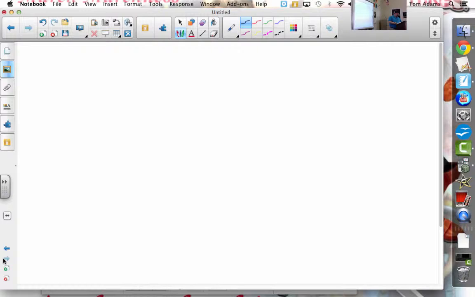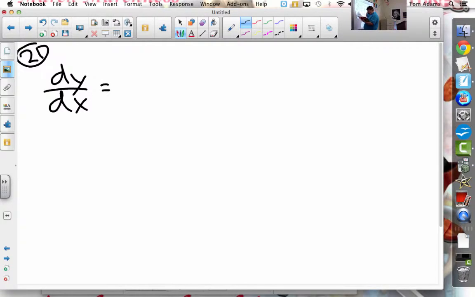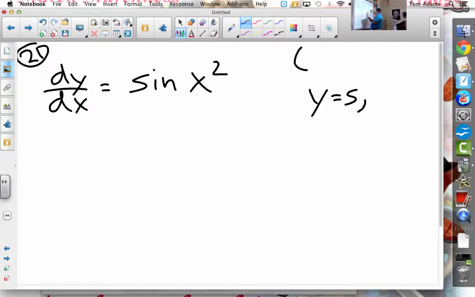So it says now try problem number 21 from the textbook. So let's just go to problem number 21. 21's written a little differently. It says, find the solution of dy dx is equal to sine of x squared, and then it says that y is equal to 5 when x is equal to 1. So that means that the point 1 comma 5 exists on the line.